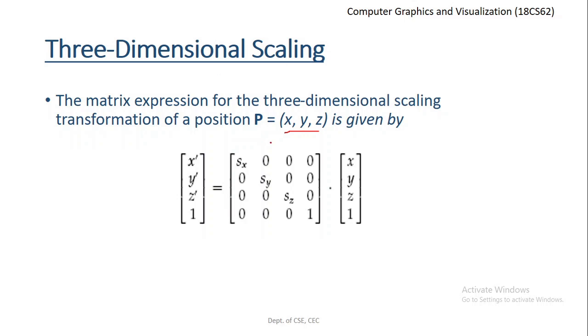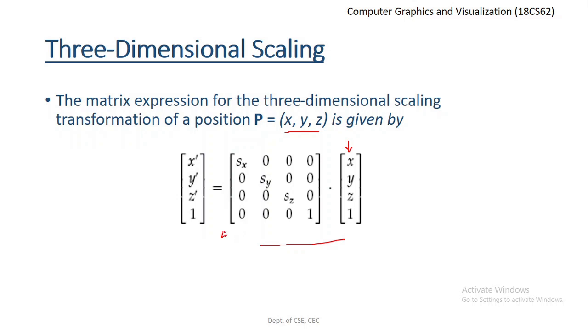So if you want to scale this particular point x, y, z, this is the matrix multiplication that we need to do. The actual position, the original coordinates of the point P, is multiplied with the scaling matrix. So what is the scaling matrix? Sx 0 0 0, 0 Sy 0 0, 0 0 Sz 0, and 0 0 0 1. Observe, this is a 4 by 4 matrix.